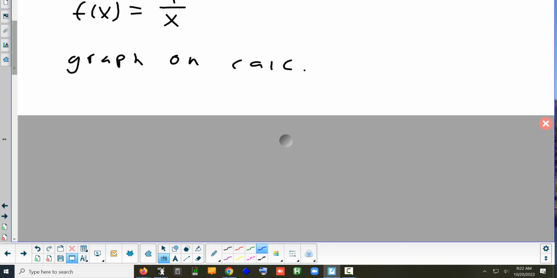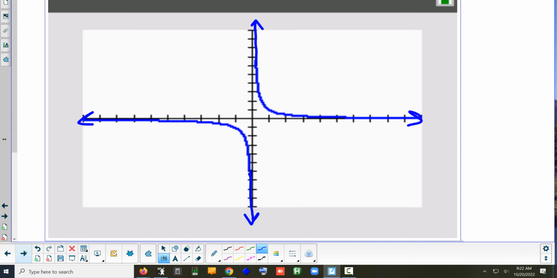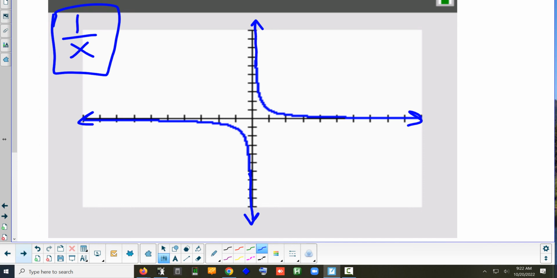So let's look at the graph again. And this is the graph of 1 over x. Now, just think of it from the point of view of numbers. Don't even look at the graph. But as x gets bigger and bigger and bigger, the denominator in this fraction gets bigger and bigger and bigger. What happens to the whole fraction, though?